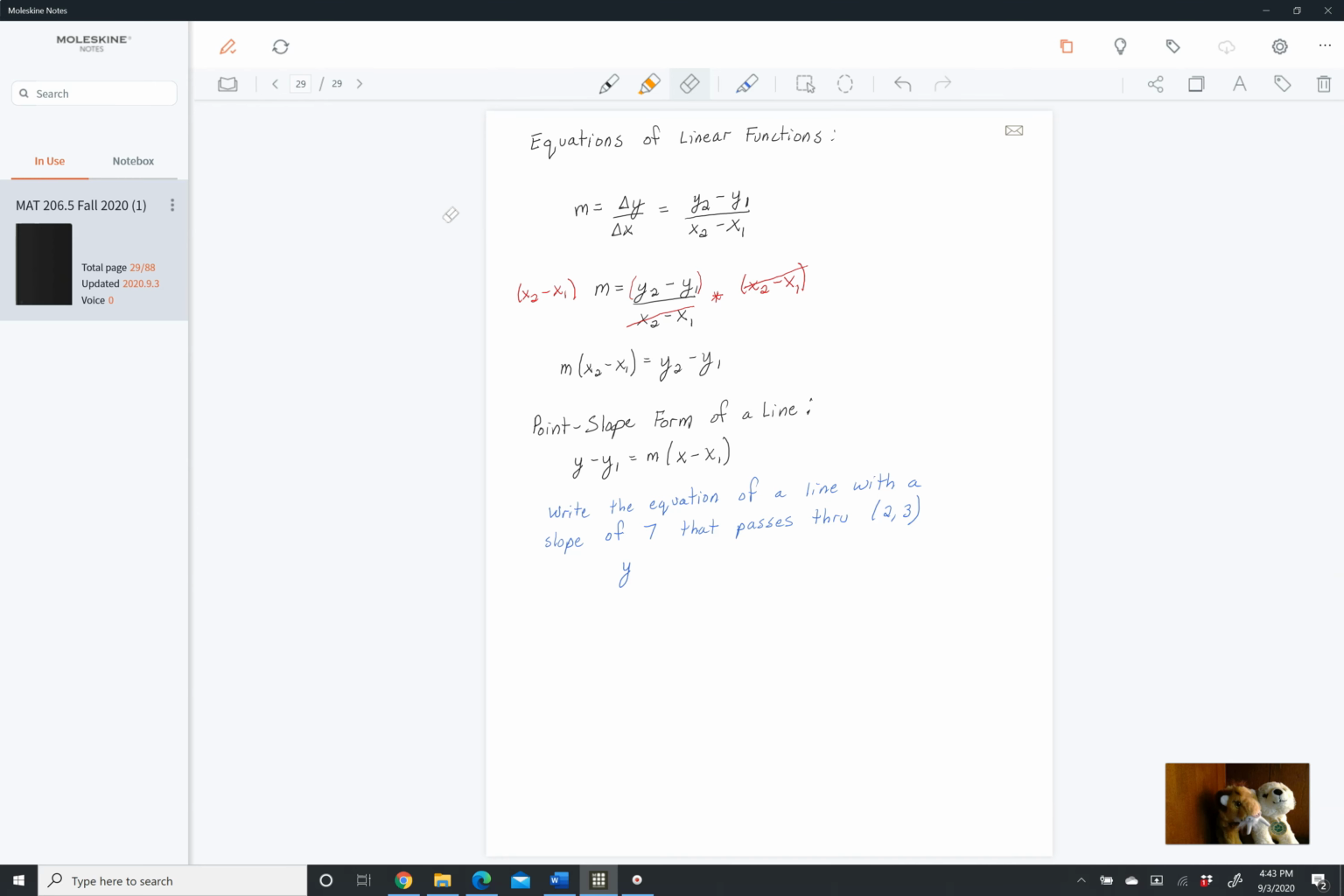So y minus our y1. Now, we're only given 1 point. So our y1 comes from this point. The y value at that point is 3. We're told our slope is 7. And now we have x and then minus x1. And x1 is the x value for this point.